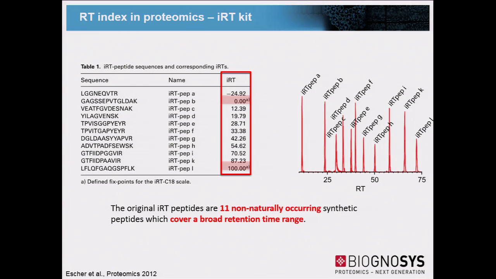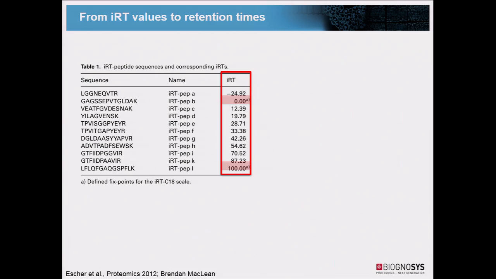And when you buy the kit, you also get this set of IRT values. These they already calculated. I have to say it's on columns packed with C18 materials, so if you use other columns, then these values will not hold. But assuming that all of you do, then you can use these IRT values. And now we're going to look at how we actually do this.